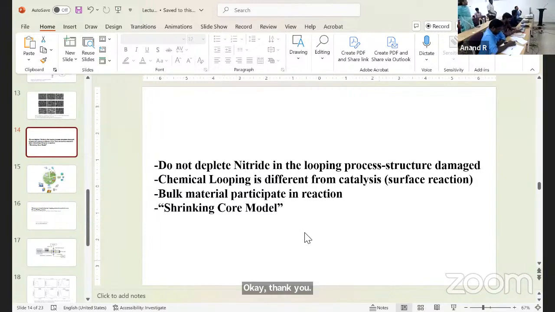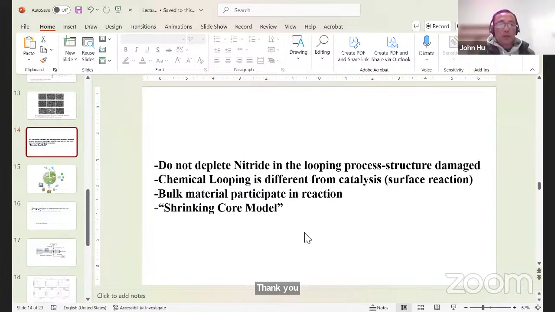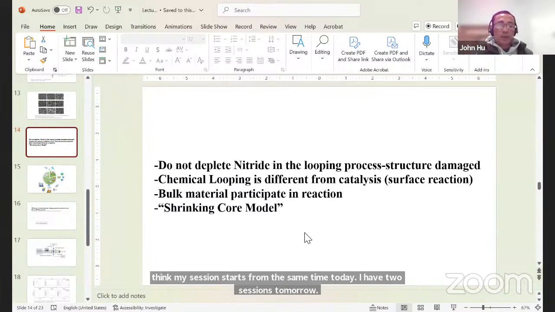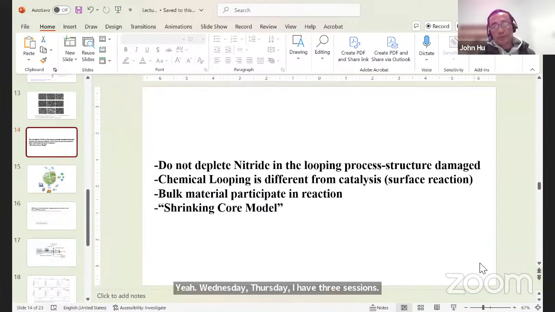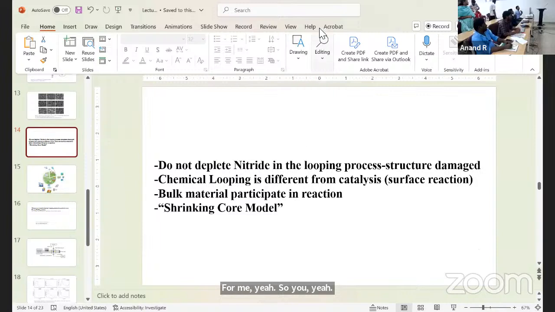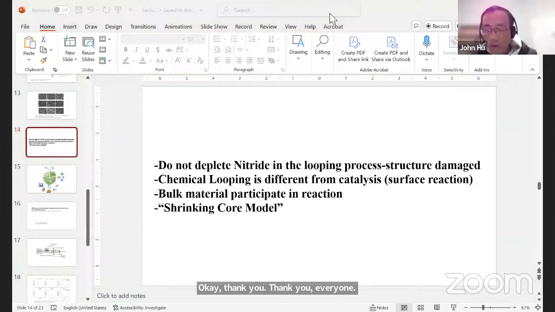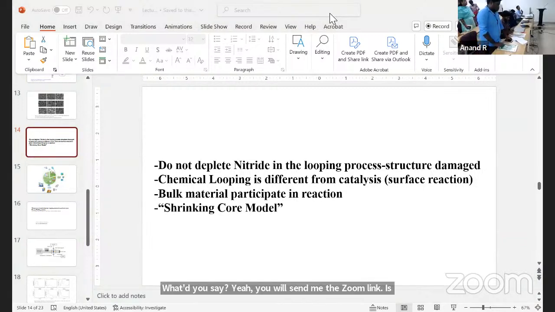Tomorrow I think my session starts at the same time. I have 2 sessions tomorrow. Wednesday, Thursday, I have 3 sessions. Tomorrow, I think Dr. Anand will send the link, and then the 2 sessions tomorrow. Okay. All right. Sure, sir. Thank you, everyone. We will share the link with you, sir. Tomorrow's link. You will send me the Zoom link. Is that right? Yeah. We will share it.